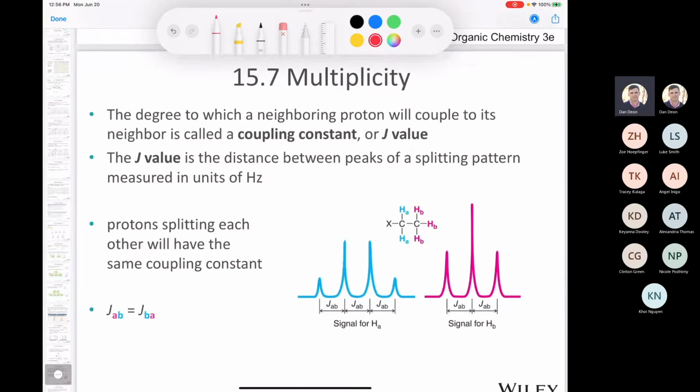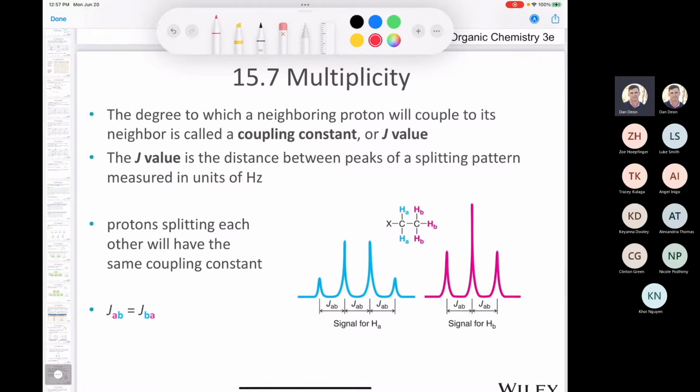So the degree to which a neighboring proton is going to couple its neighbor, we have a name for that. We call it the coupling constant, or the J value. Okay, so the capital letter J, the J value, and the coupling constant mean the exact same thing. There's only a couple of things, no pun intended, that I need you to know about the coupling constant, or the J value. All right.